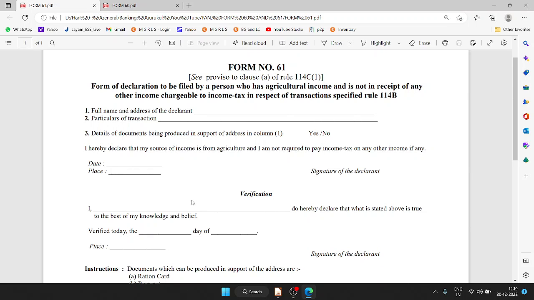In Form number 61, you have to give a declaration that you have only agricultural income and you don't have any income other than the agricultural income.